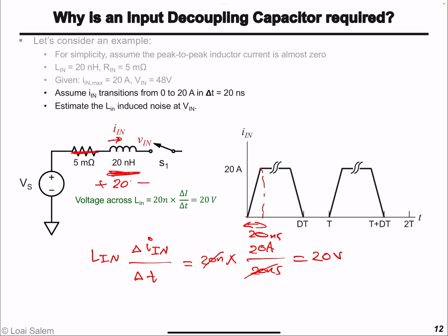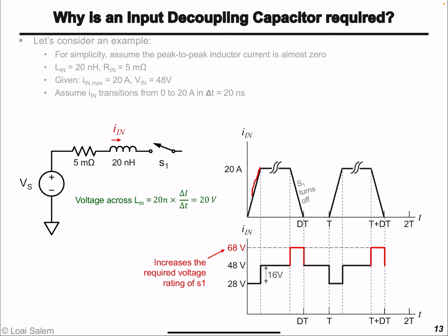So we have a 20 volt drop while the current is increasing. Remember, when the current is constant, the voltage drop across the inductor is 0. It's only when the current is changing that inductances start to cause problems. A changing current in an inductor causes a voltage drop or voltage variation. So the input voltage here, while the current is increasing, will be 48 minus 20, which is 28 volts. It will look like this as the inductor current is increasing. The voltage at the input of the buck at S1 is basically 28 volts.